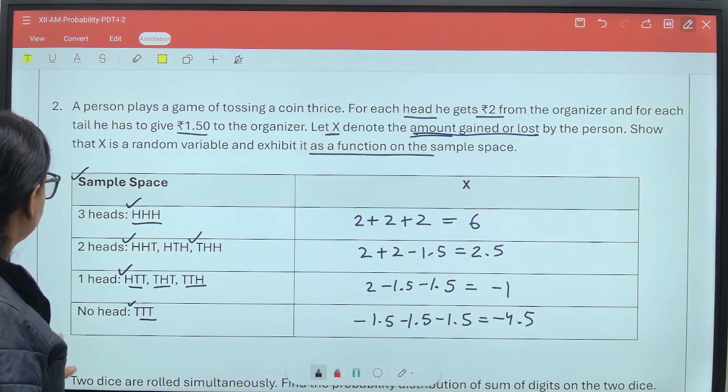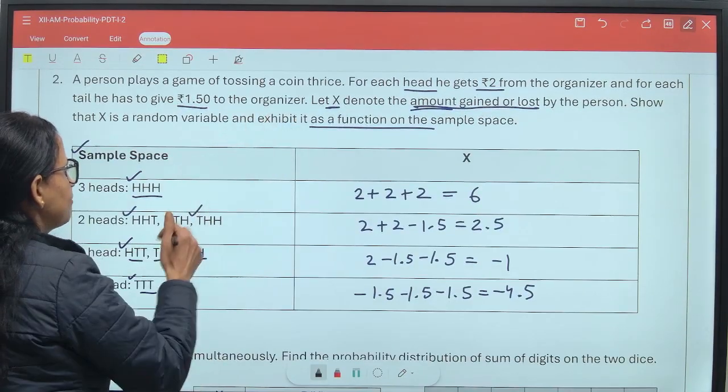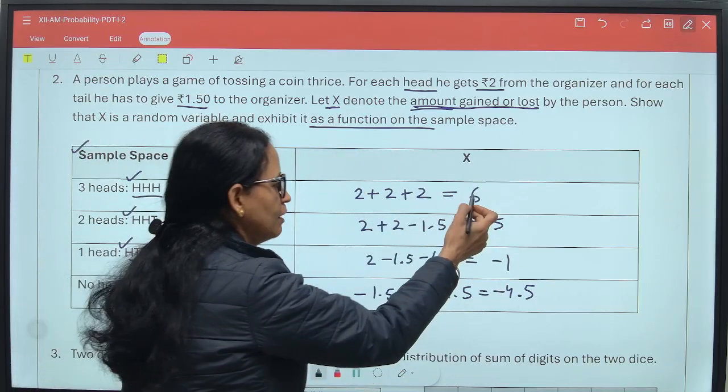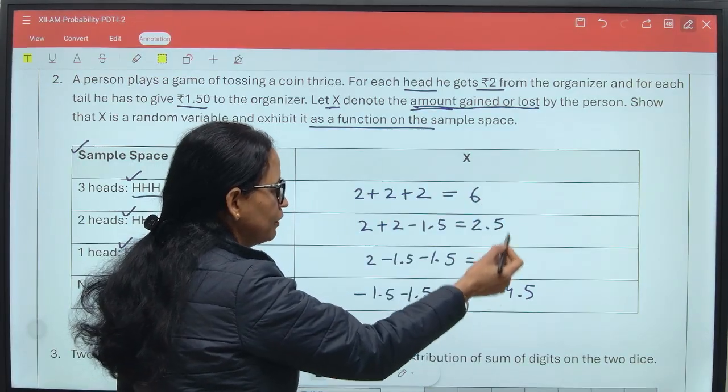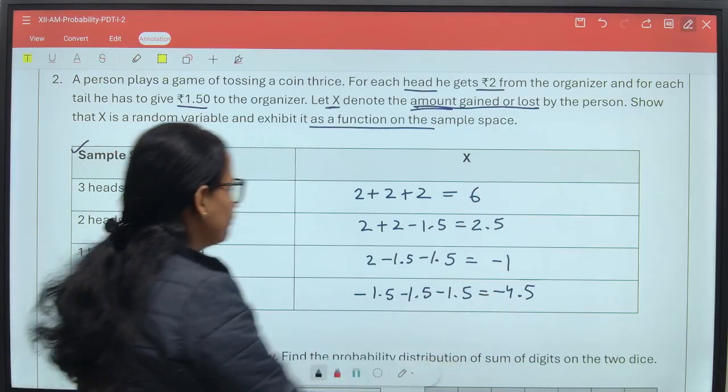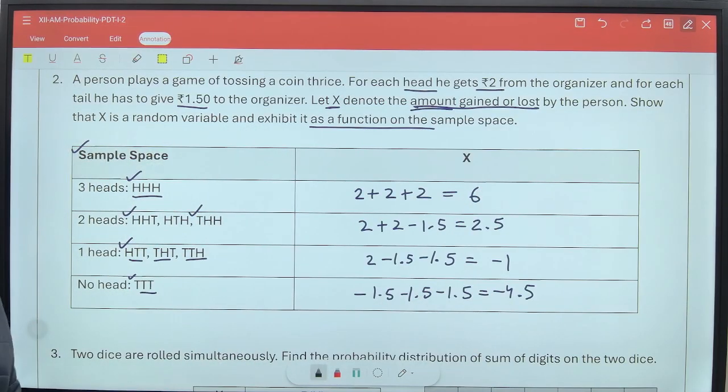Right? So again, x is a function that is mapping the sample space to a subset of real numbers, that is 6, 2.5, -1, -4.5. So this is the range of the function and this is the domain of the function. Clear?